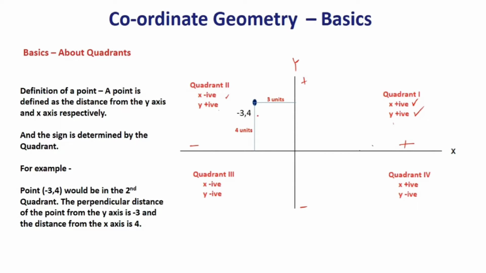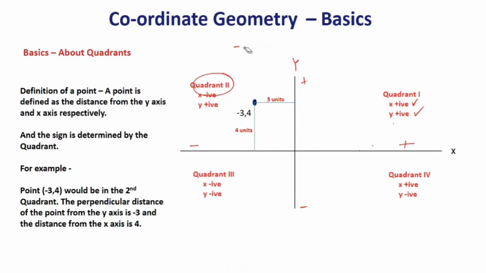Now let's see, for example, the point (-3, 4). The first number always represents x and the second number always represents y, so (x, y). The sign of the first number is minus, so x is -3, and the second number is positive. So x is negative and y is positive. This will lie in the second quadrant.